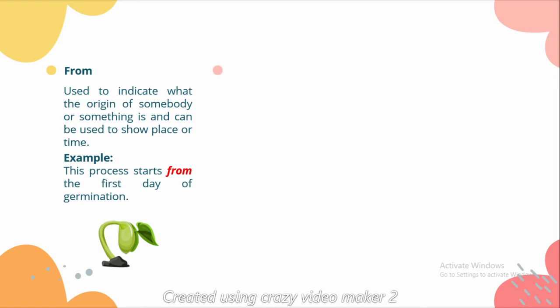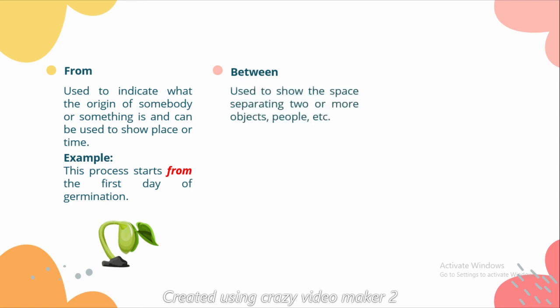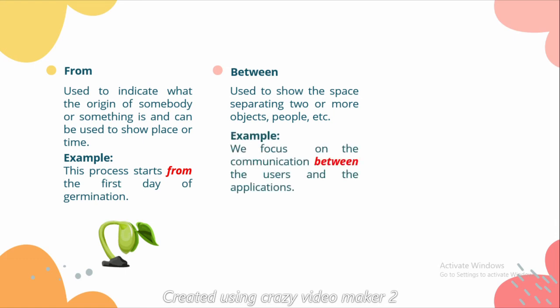And the fifth is between. Between is used to show the space separating two objects or people. For example, we focus on the communication between the user and the application. The words between the user and the application explain that there is a space separating the user and the application.